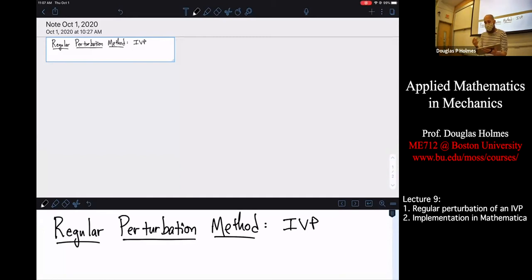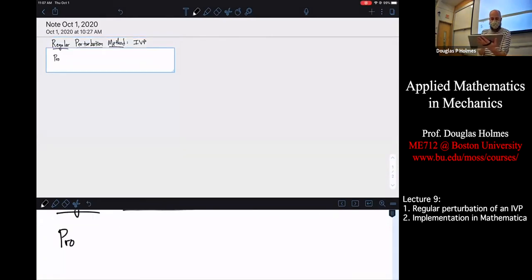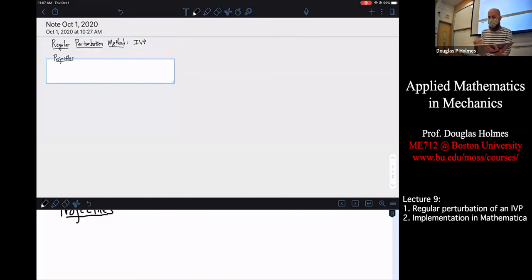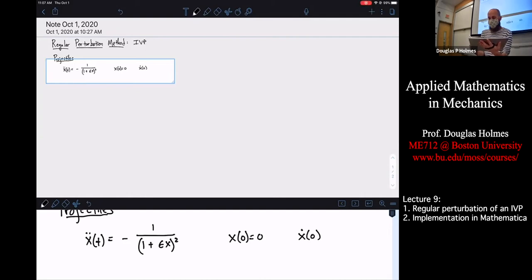And what I want you to recall is that the procedure here is that we assume a guess for the solution for X. So if you recall, the projectile problem has this differential equation: X double dot, which is a function of time, is equal to negative 1 over 1 plus epsilon X squared. And then we have the initial conditions that X at 0 equals 0 and X dot at 0 equals 1.